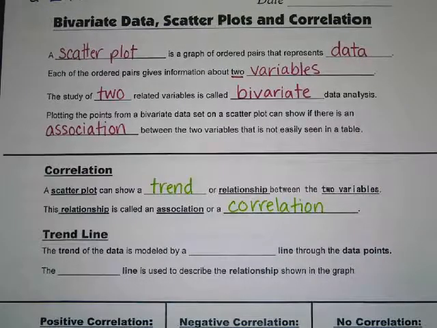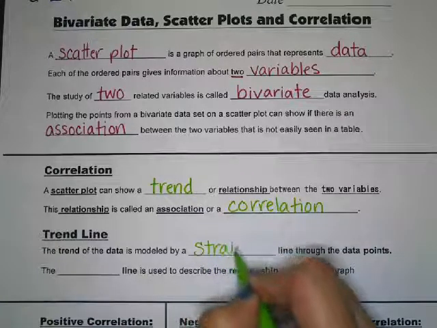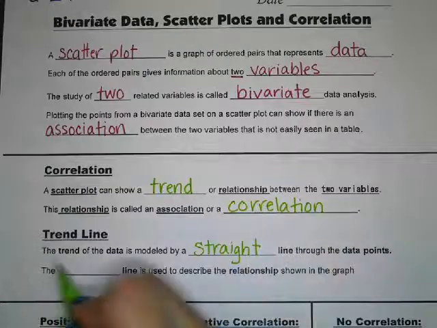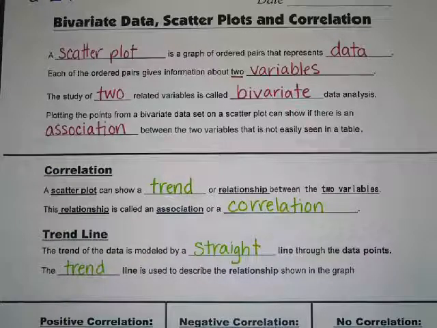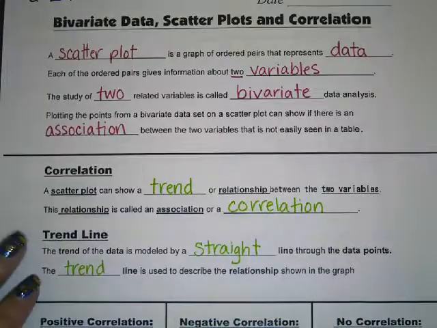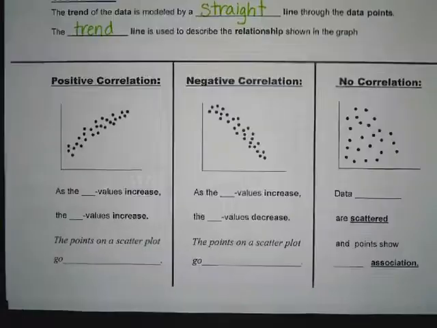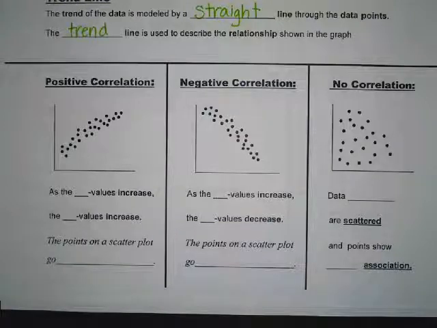A trend of the data is modeled by a straight line through the data points. The trend line is used to describe the relationship shown on a graph. So we're going to look at a few examples to see what this really looks like. Look on your paper there in front of you. We have three different examples at the bottom. We have a positive correlation, a negative correlation, and no correlation.